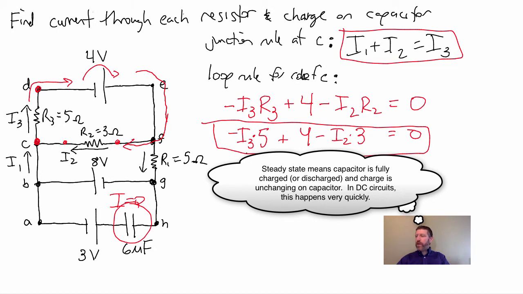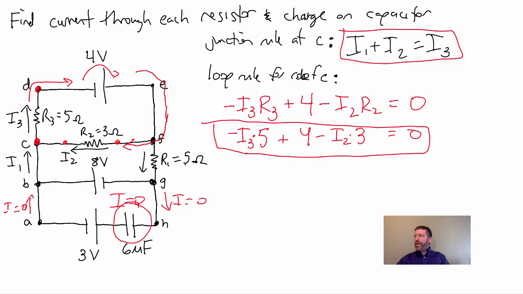Nothing can get through there. So that means that the current right here is 0. There can be no current right here. This is 0. So what's the current right there through this R1?